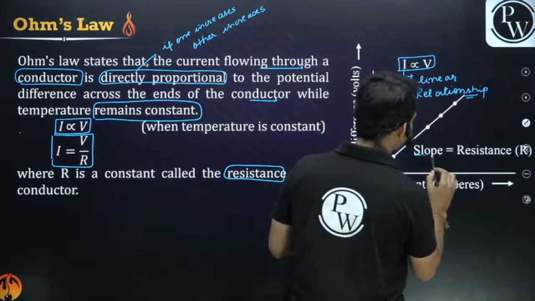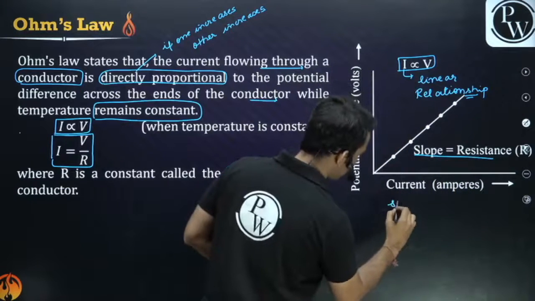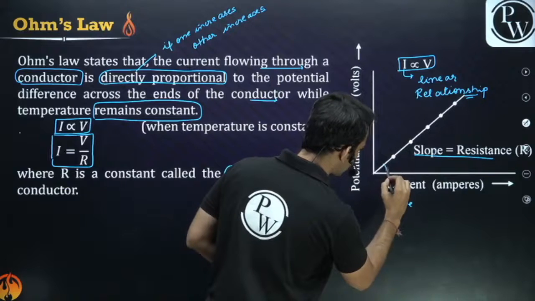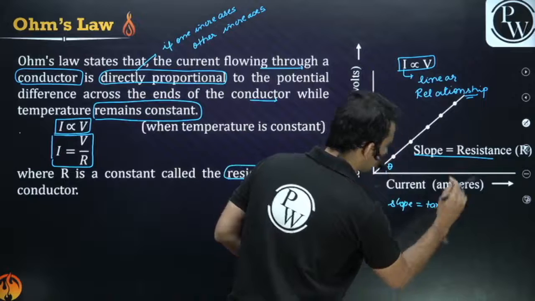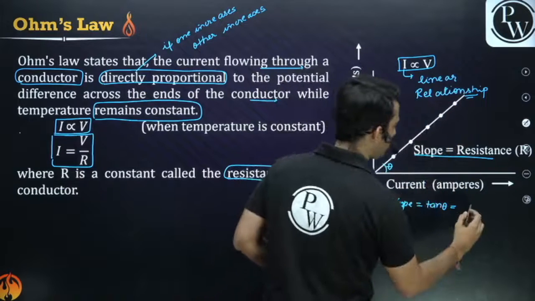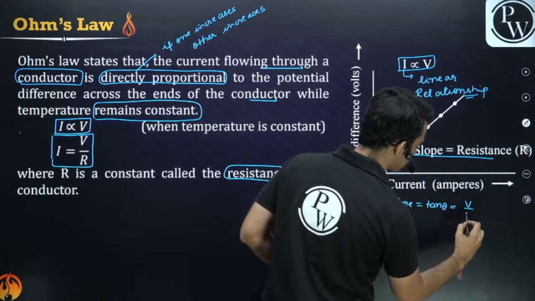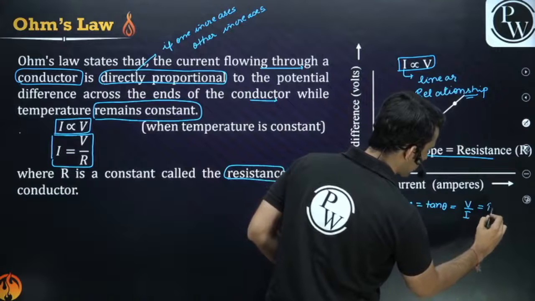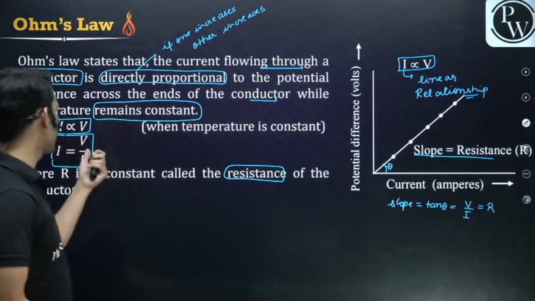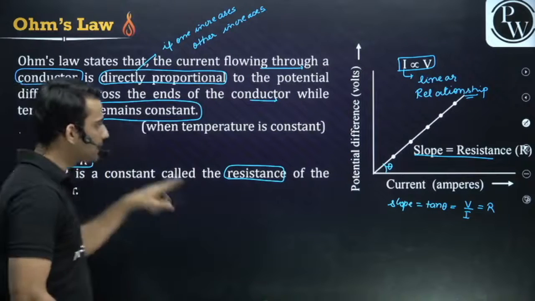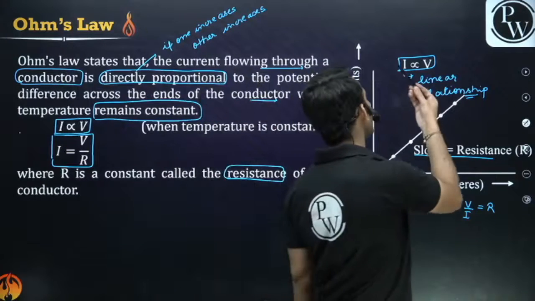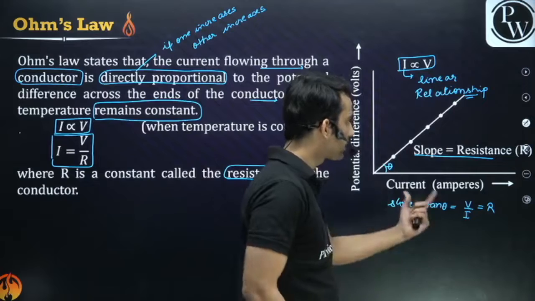And the slope. Now what is the slope? Guys, what is the slope of any graph? Let's say this angle is theta. Slope would be tan theta. Tan theta will be what? Perpendicular upon base. Perpendicular is voltage, base is current. So V by I is nothing but R. From this equation, V by I, keep this thing in the denominator and you will get resistance. So the slope of the VI graph gives you resistance.